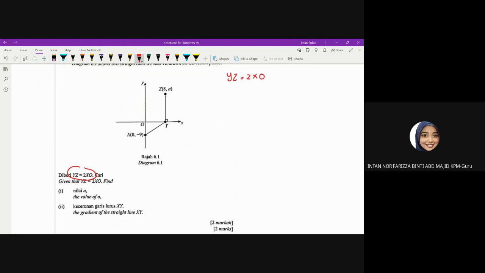Okay, some students are confused when it comes to ratio. Dia tak tahu nak baca macam mana. So I tell you the easiest tip is, okay, you group the letters on one side, the numbers on one side.